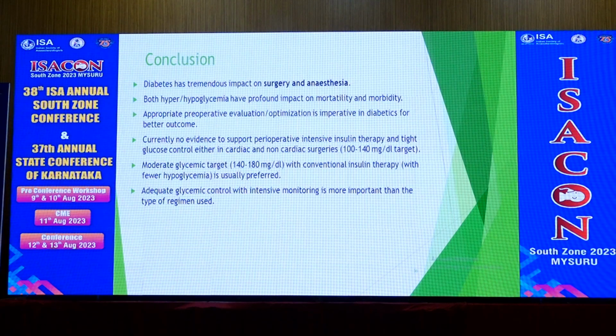Currently there is no evidence to support perioperative intensive insulin therapy, so a moderate goal is recommended. Even in cardiac surgery patients, maybe 100 to 140 milligram would be better rather than going for very strict monitoring, a very strict regimen. And moderate glycemia definitely has helped to reduce the complications even when they are followed up in the postoperative period. So adequate glycemic control and monitoring is more important than the type of the regimen.